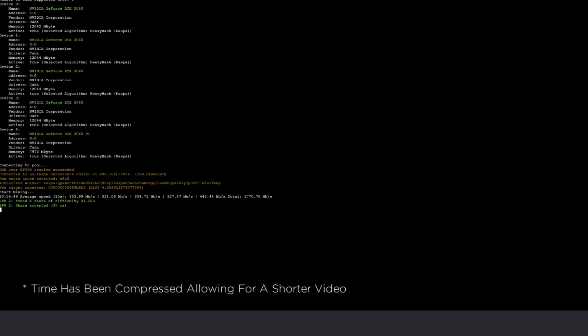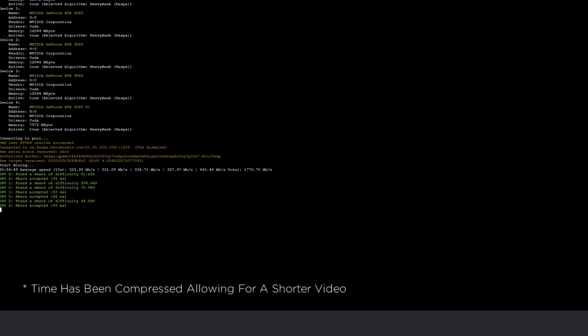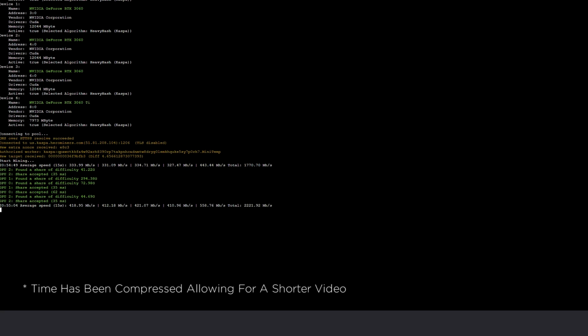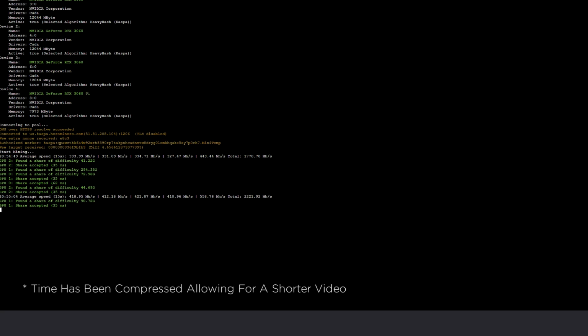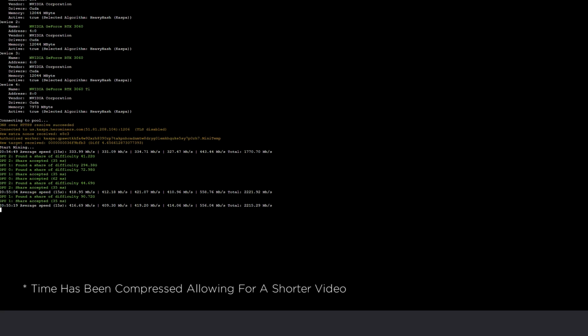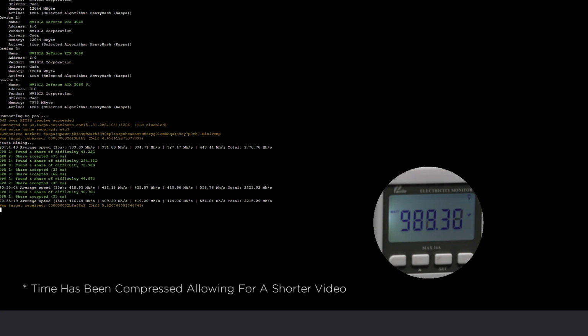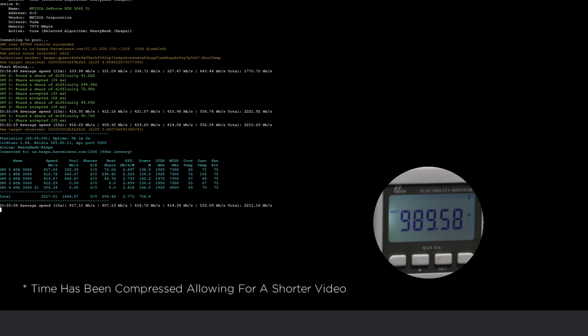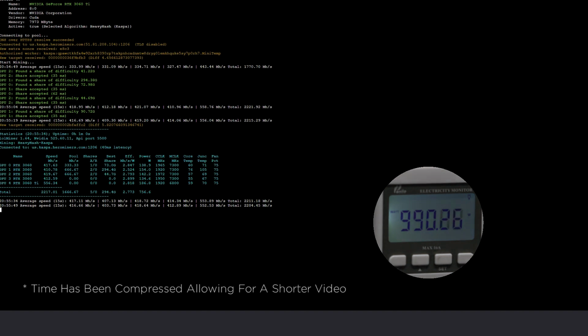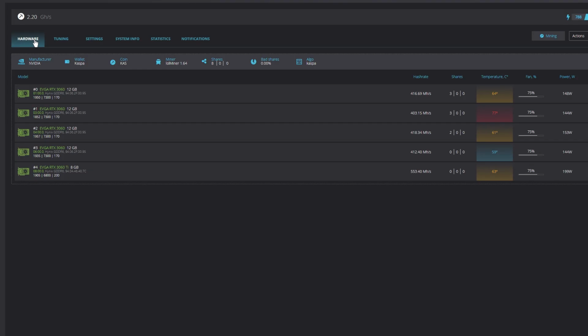Today, I will be using the newest version of RaveOS. And after a few moments, the rig is up and mining Kaspa at 2.2 gigahash, drawing as much as 990 watts. Is this good? For the total megahash, yes. But for the power draw, no, it's not.